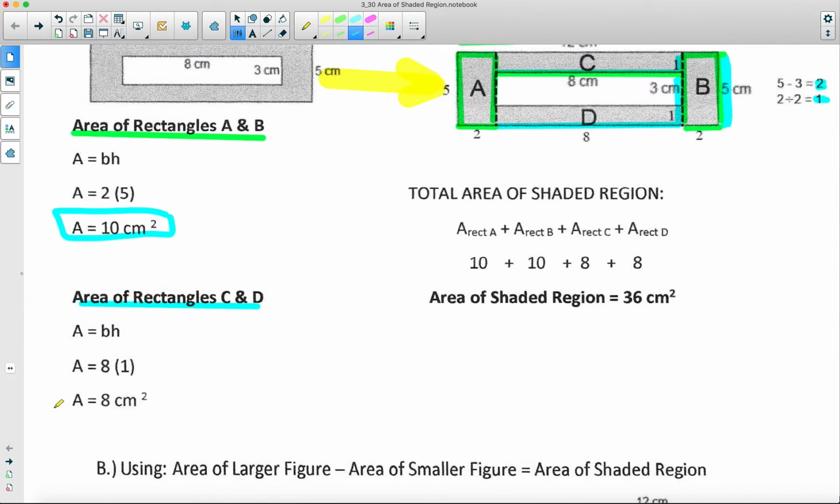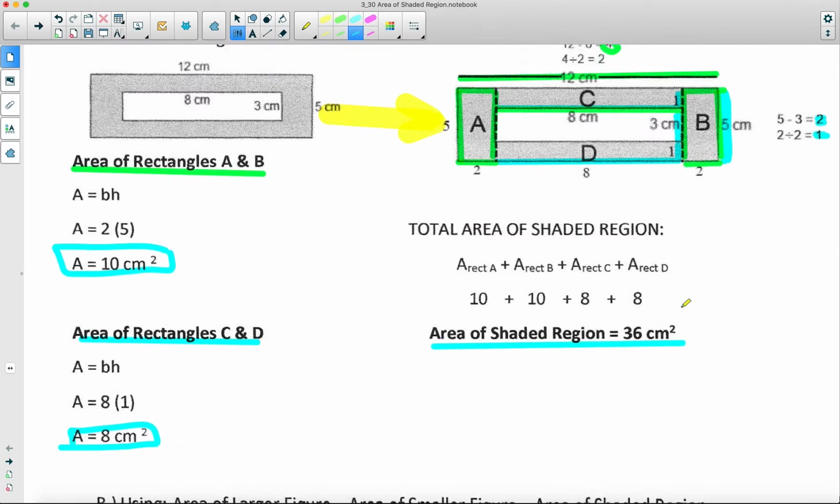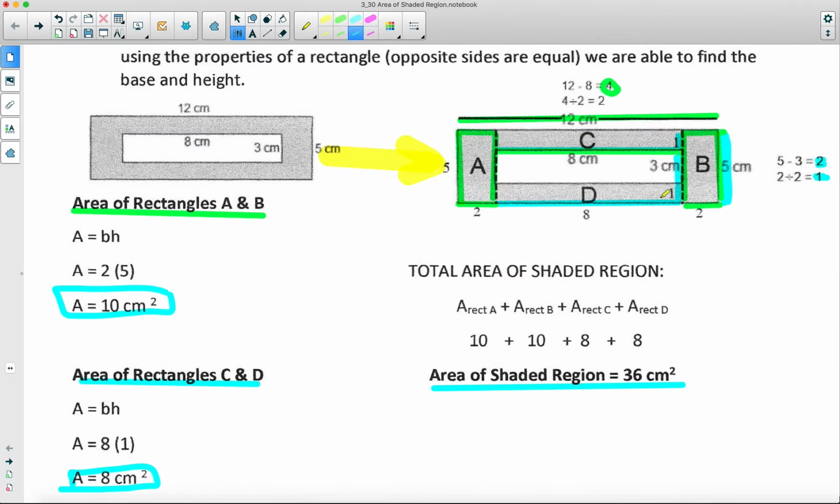And then C and D were 8 centimeters, so 8 and 8. Add everything up, we have 20 plus 16 gives us 36 centimeters squared. Okay, so that's using dissection, taking the shaded region and breaking it up into smaller familiar shapes like these rectangles.